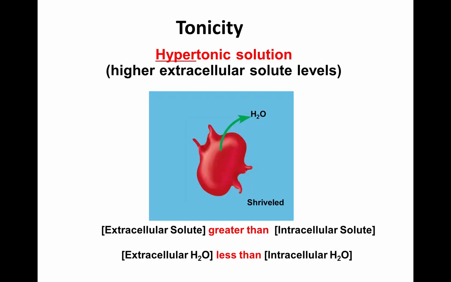Here we have a cell that has an extracellular solution that is hypertonic to the intracellular solution. The solute concentration of the extracellular solution is greater than that of the intracellular. Therefore, the extracellular water concentration is lower than the intracellular. There is a water concentration gradient where water will move out of the cell, causing it to shrivel or crenate.